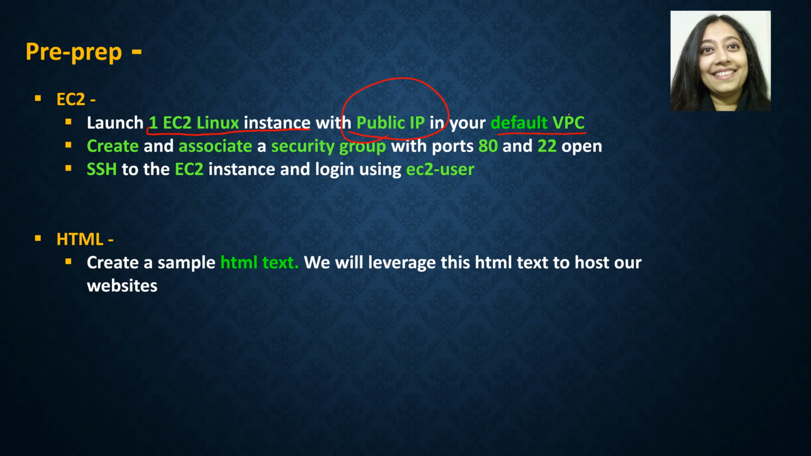After that, you need to create and associate a security group. If you already have a security group, it's fine. Ensure that whatever security group you associate with your EC2 instance has ports 80 and 22 open. Finally, SSH to your EC2 instance and log in using ec2-user. Along with launching this EC2 instance, you also need to create some sample HTML text. We will be leveraging this HTML text to host our websites.